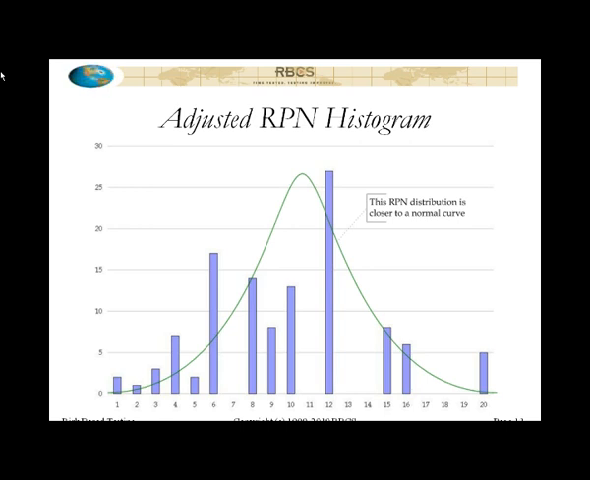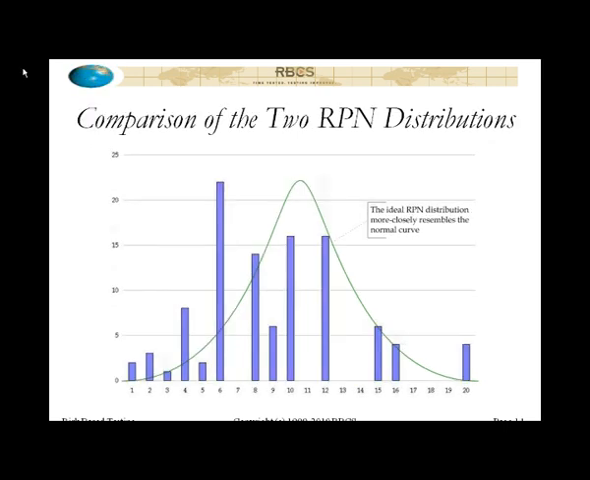But this is now the adjusted risk priority number histogram based on that reevaluation. And as you can see, this is closer to a normal curve. So it was a pretty simple problem to fix. Just change the definitions, go through and look at some of the 2s and see if they would actually fall into the 3 categories, and reconfirm with the stakeholders that those changes were okay. And that turned out to solve the problem.